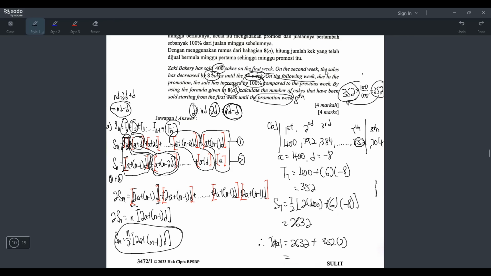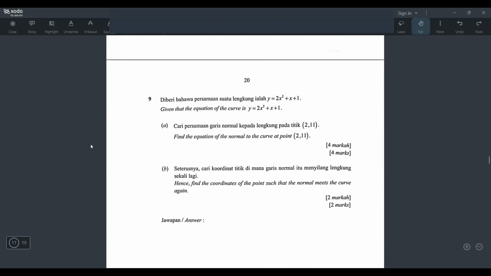So this is the sales, right? Actually it's not sales. Okay, it's sales, but it's not RM actually. This is the number of cakes. So I don't think you have to write the RM because it represents the number of cakes. So yeah, that's the answer.